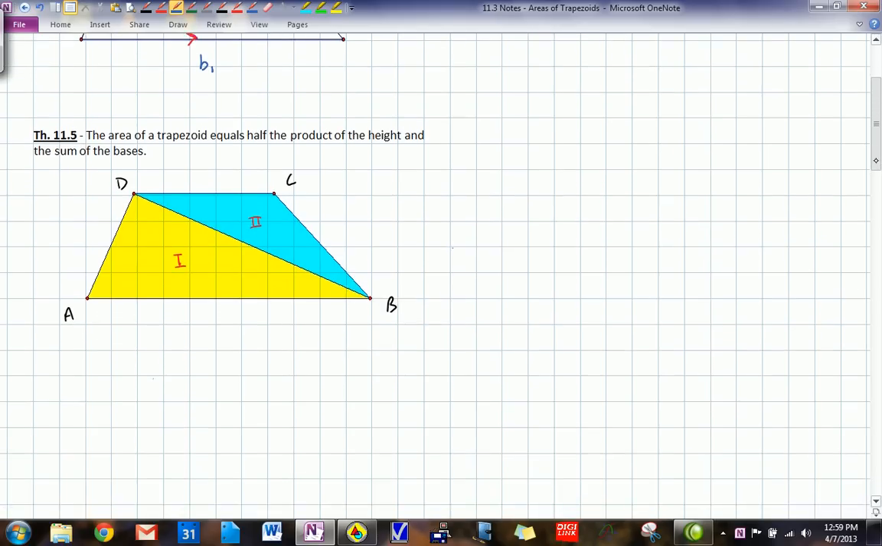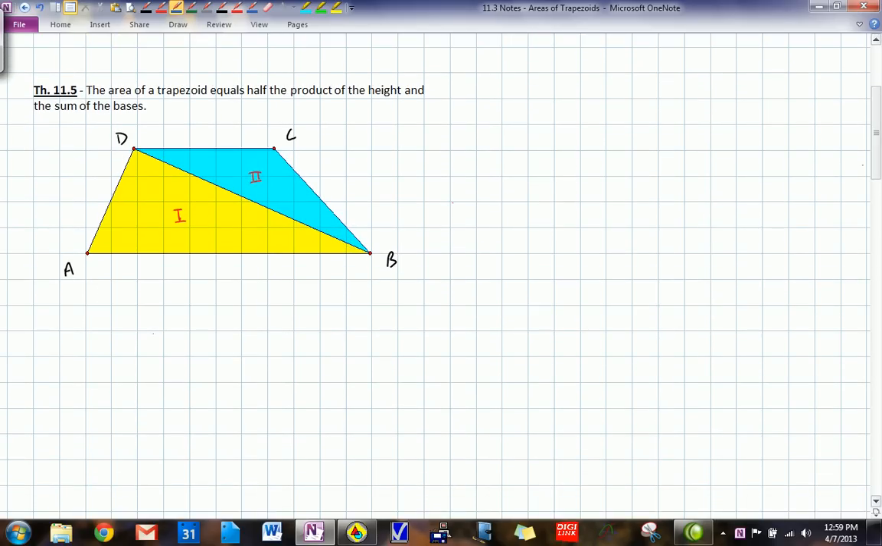There's just one theorem in this section, and this theorem deals with the area of the trapezoid. The theorem says the area of a trapezoid equals half the product of the height and the sum of the bases. So in formula form, area is equal to 1/2 the height times the sum of the bases. I'm going to put a box around that, and there's another formula that you need to know.